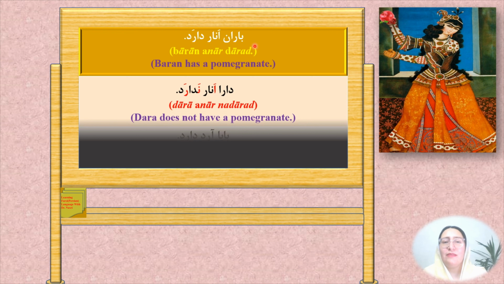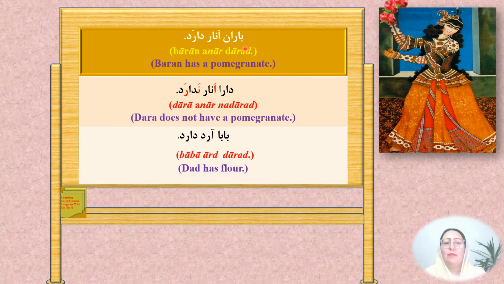Please pay attention to these sentences. Baran anar darad, which means Baran has a pomegranate. Dara anar nadarad, which means Dara doesn't have a pomegranate. Baba ard darad, which means dad has flour.